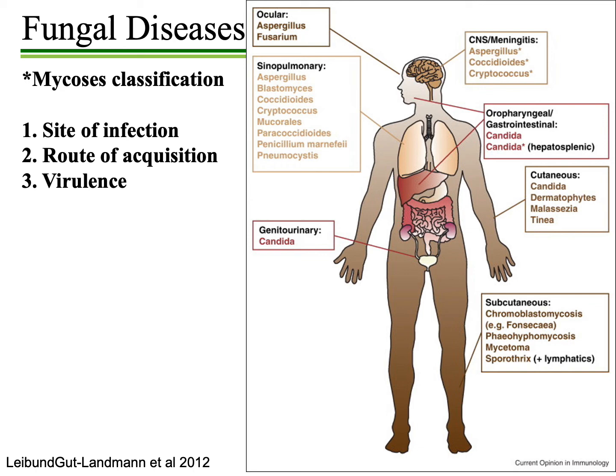Mycoses can also be classified by the route of acquisition. How is the pathogen entering into the host system? Is it exogenous, something that is environmental, airborne, or cutaneous? Or is it something that is endogenous, something that's always present or commensal? Lastly, they can be classified based on their virulence. Something that's considered primary is going to be extremely virulent and infects healthy hosts, just about anyone, versus an opportunistic type of fungal pathogen typically has very low virulence and will typically infect immunocompromised hosts.